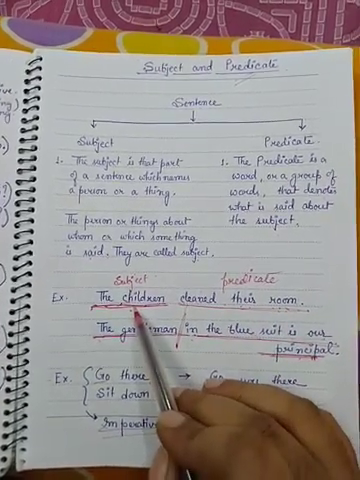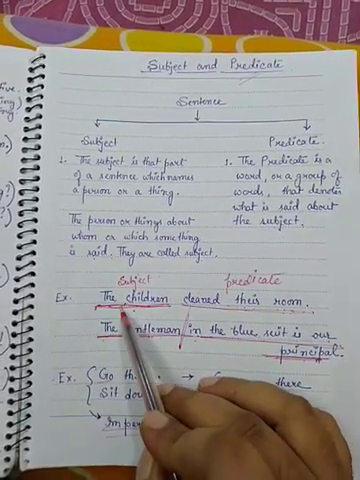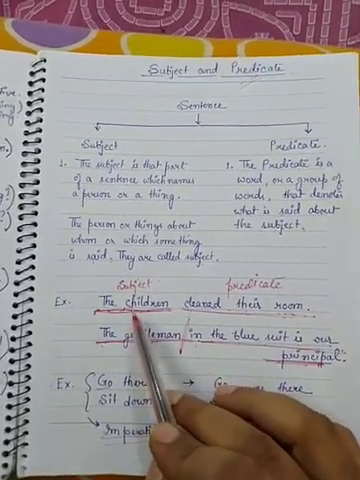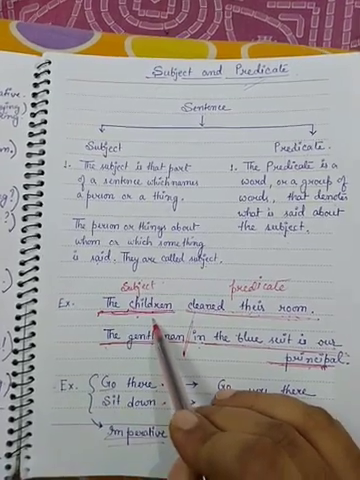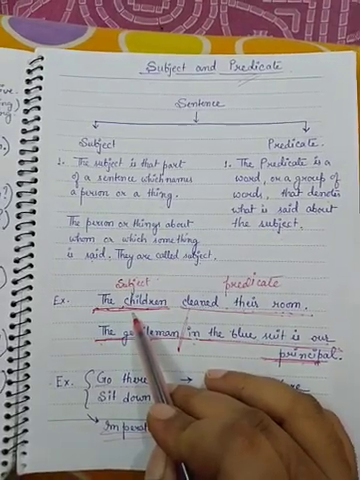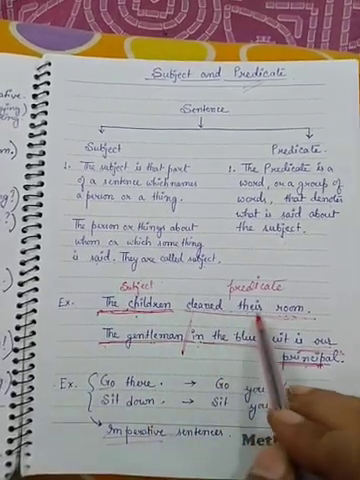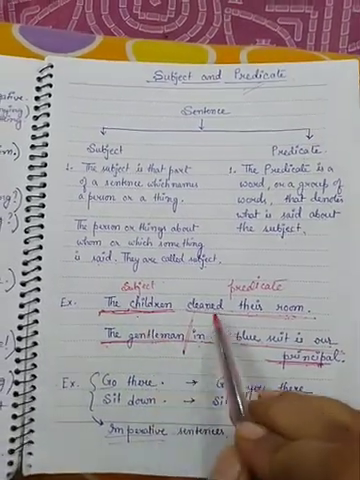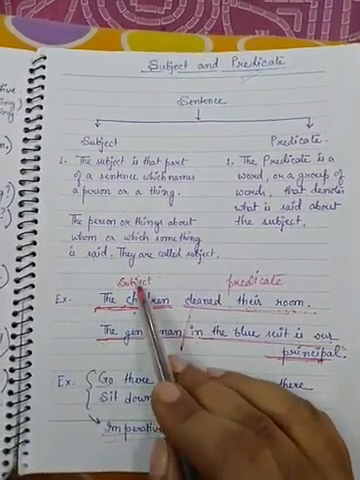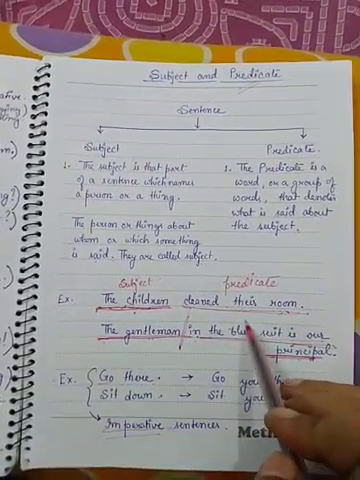Here we are talking about the children. What is the sentence saying about? The sentence is saying about the children. So the children is the subject of the sentence. And what is said about the subject? That they cleaned their room. The children cleaned their room. So the sentence is saying about the children, it is the subject, and what is said? Cleaned their room. So this is the predicate of the sentence.